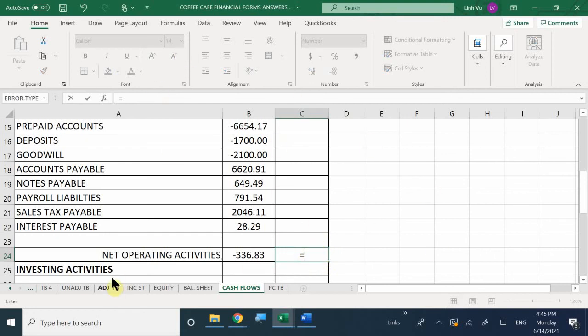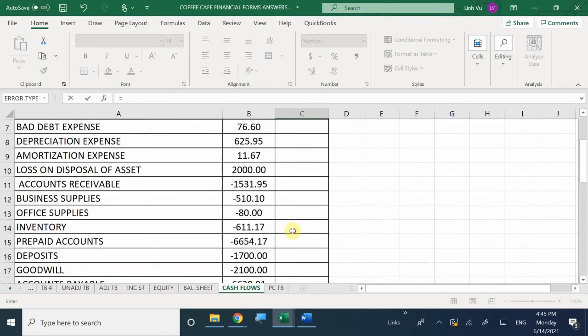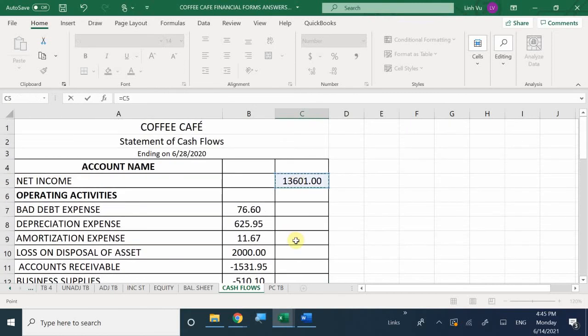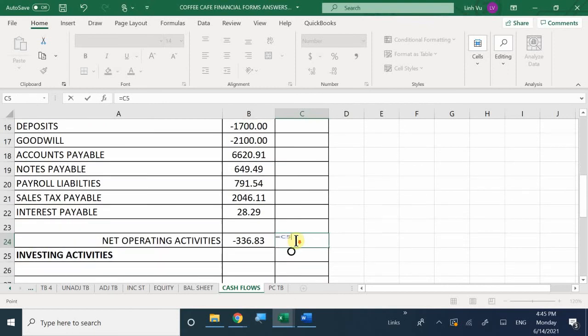Perfect. So again, net operating activities. It's up to you if you want to do this. Okay, I'm going to take my net income, right? Can you wait a second? I'm still touching up my deposit. And then it equaled, what was the total? Negative 336.83.